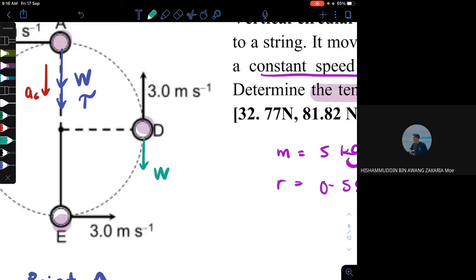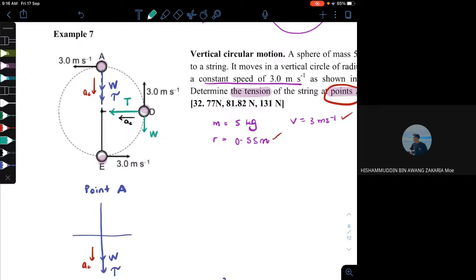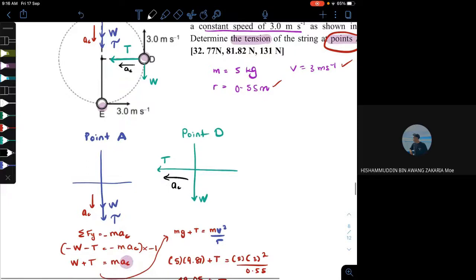And then tension always moving away from the object. So this is our T. And then mana arah AC kita sentiasa ke tengah. Okay. So, kamu lukislah free body diagram ni, okay? Sebab kita newbies kan. So, kita lukis satu-satu. Point D. So, our free body diagram is T, weight. And then, acceleration ke tengah. Okay. So, as you can see, kita nak cari tension.